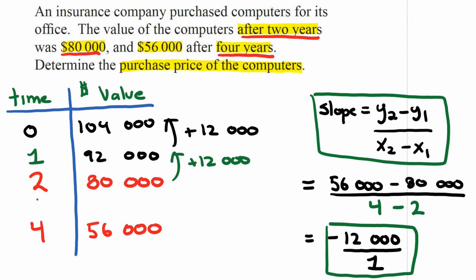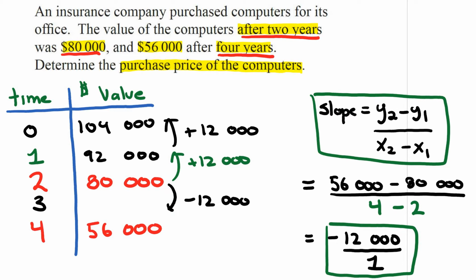If you want to find the third year, you would subtract $12,000. So if you're going up in years, you would subtract $12,000. If you want to go backwards to the beginning of the problem, then you would add $12,000 to the purchase price.